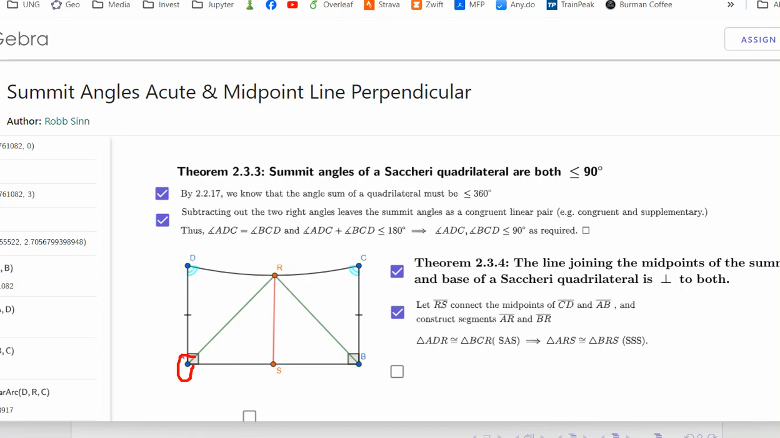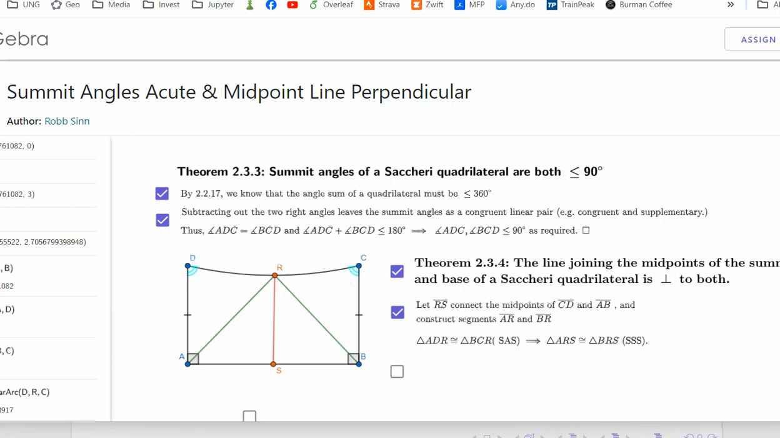But let's just make sure that we have everything. Why do we have congruence? Well, R is the midpoint, so DR equals RC, right? We do know that the summit angles are congruent, and we know that the legs are congruent. So it turns out that we have side angle side, and so we get the congruence we initially want with side angle side.